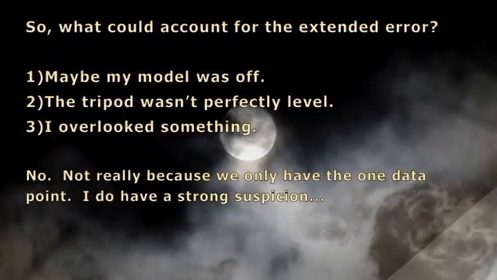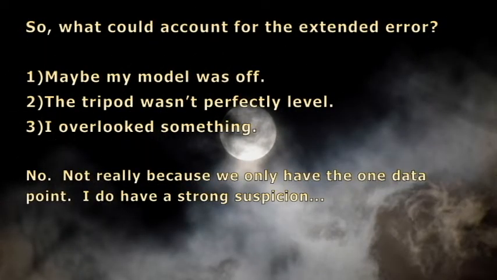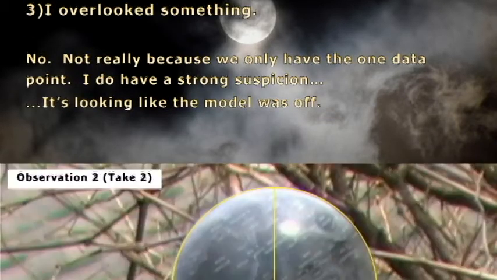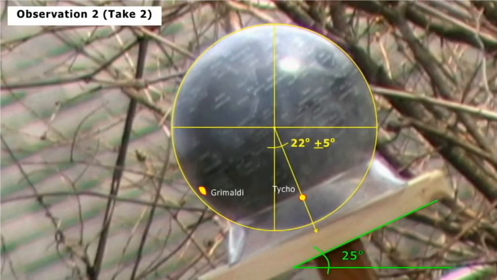No, not really, because we only have 1 data point. But I do have a strong suspicion, because remember, I was going to make 5 observations, but I only got 1. So I don't really have enough data. So what could have gone wrong? It's looking like the model was off. Now, this is observation number 2, take 2 from the video that's linked below.